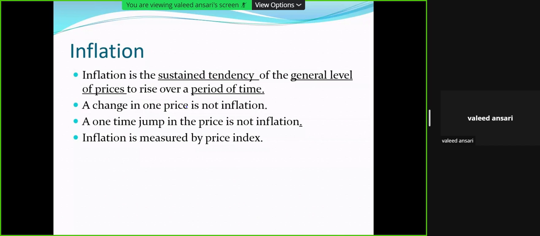Now, if you read this definition carefully, certain aspects emerge which are key to understanding what inflation is. Number one is that inflation is not one jump; one price change at one point of time is not inflation. Let me explain like this. Let us say today is 15th of March, and price rises by 50% today. Now there is a jump and then it stops rising. This is not inflation, number one.